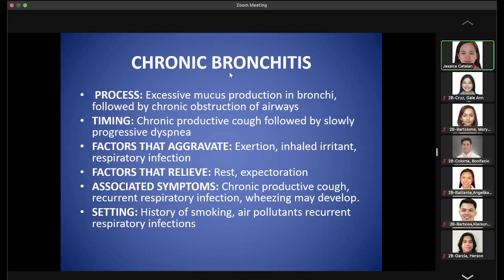Okay? So sino-sino yung mga chronically exposed to air pollutants? Jeepney drivers, 'di ba? Ano pa? Mga traffic enforcers, yan, mga tindera, no? So, o kaya if your house is along the highway, no? So, chronically exposed sa air pollutants.